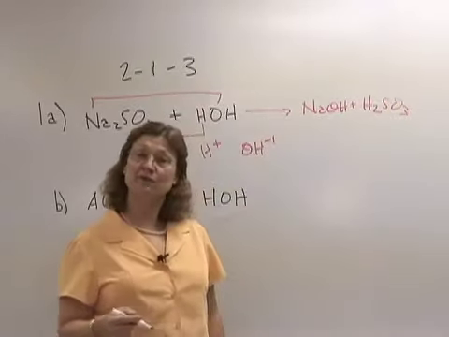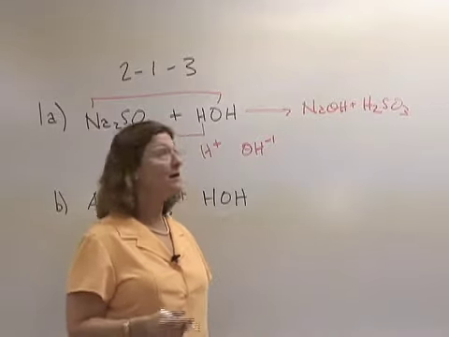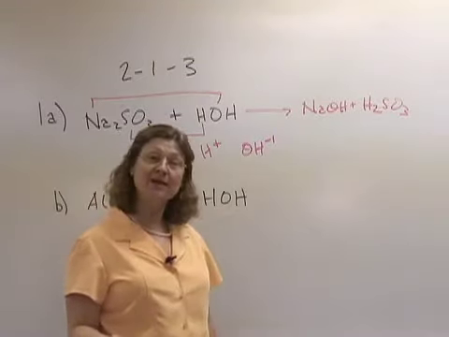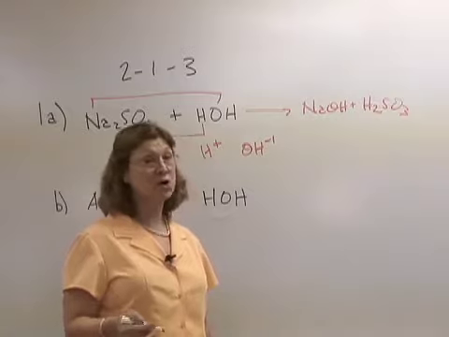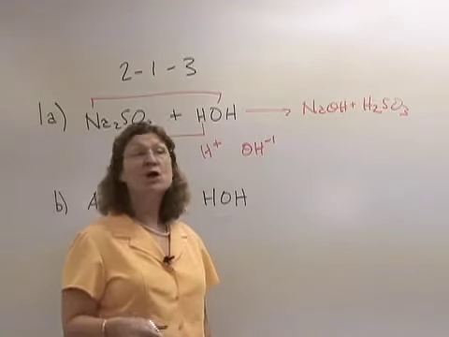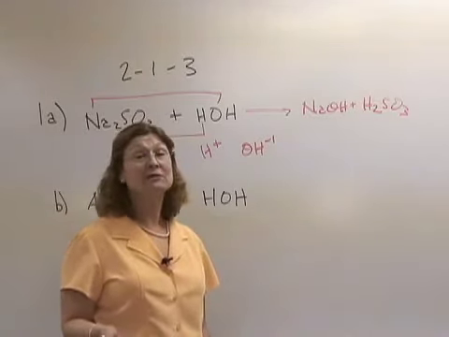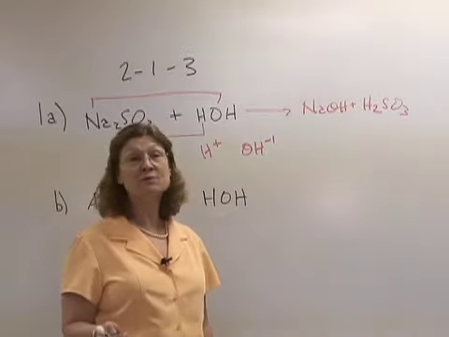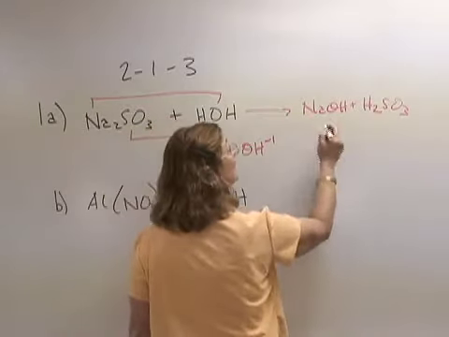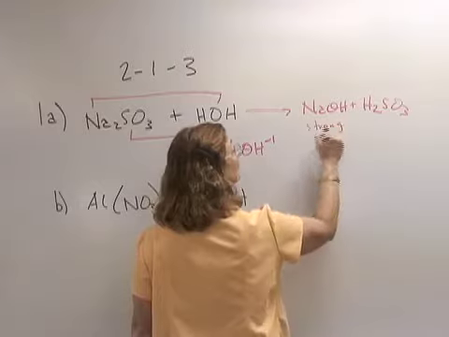Then I look at the strength of those, and group 1A and 2A with hydroxide are strong bases except for beryllium. Group 1A, I mean the alkali metals. Group 2A is the alkaline earth metals. So this makes this a strong base.